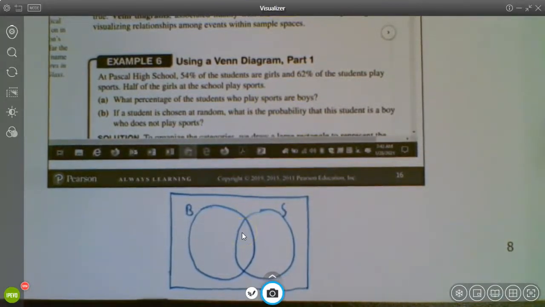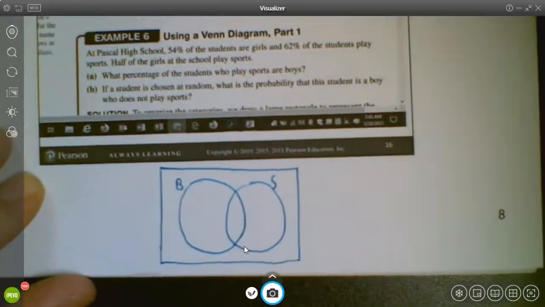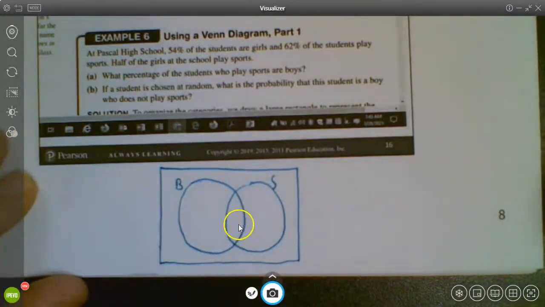So as I look at this, if I were to actually fill out a diagram, I need to know the percent of boys who play sports. Because this problem doesn't tell us that, that's actually what we're solving for. We actually would need a formula for this instead of the Venn diagram.